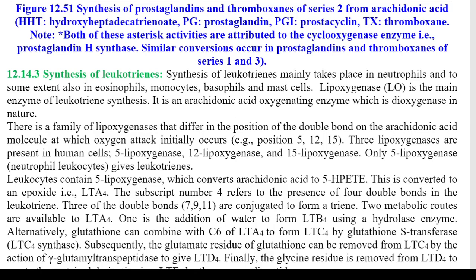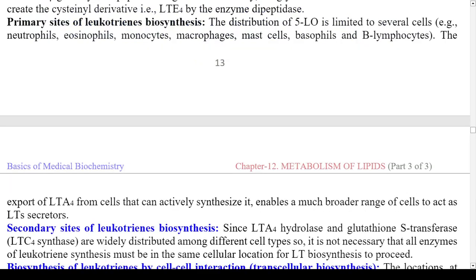Alternatively, glutathione can combine with C6 of LTA4 to form LTC4 by glutathione S-transferase, LTC4 synthase. Subsequently, the glutamate residue of glutathione can be removed from LTC4 by the action of gamma-glutamyl transpeptidase to give LTD4. Finally, the glycine residue is removed from LTD4 to create the cysteine derivative i.e., LTE4 by the enzyme dipeptidase.